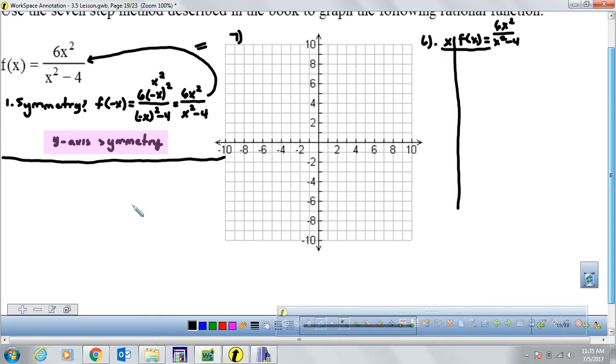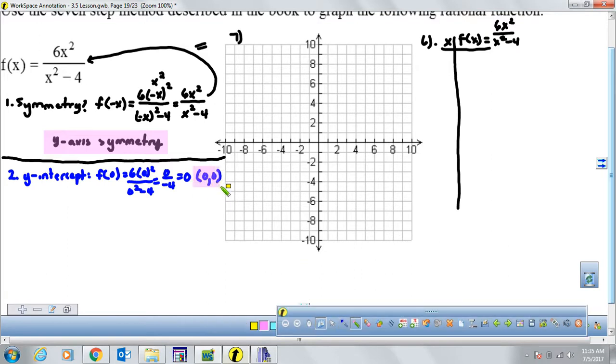So, the next item in the agenda, number 2, we need to find the y-intercept. To find the y-intercept of this function, again, we need to replace every x with a 0. So we're going to do f of 0 equals 6 times 0 squared divided by 0 squared minus 4. That is going to give us a 0 divided by negative 4, which is going to be a 0. So the y-intercept is still going to be the point (0, 0) again. So this is my y-intercept right here, (0, 0).